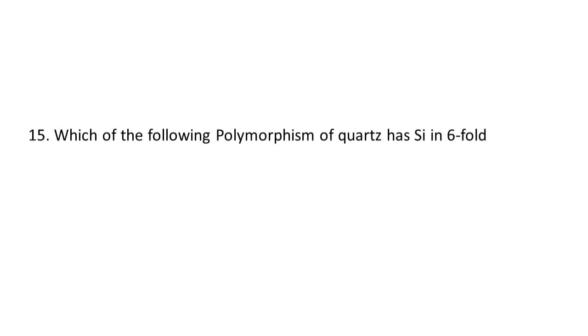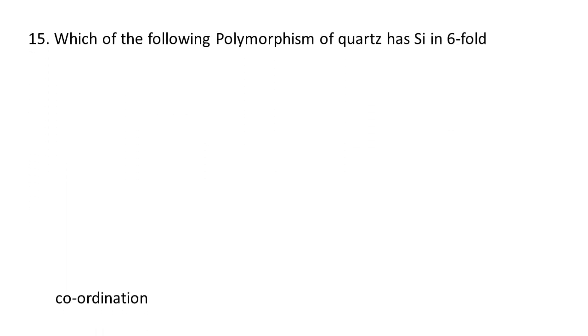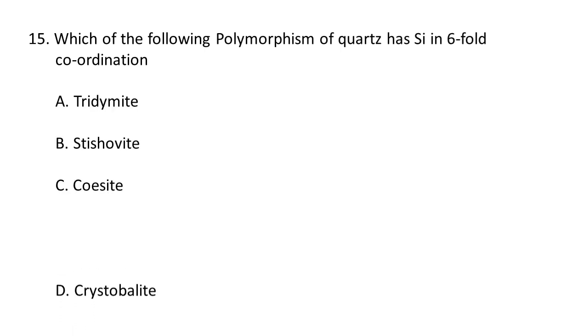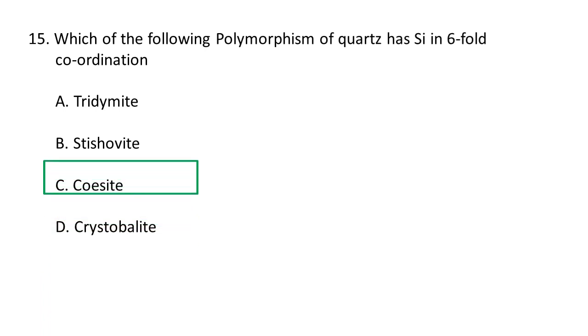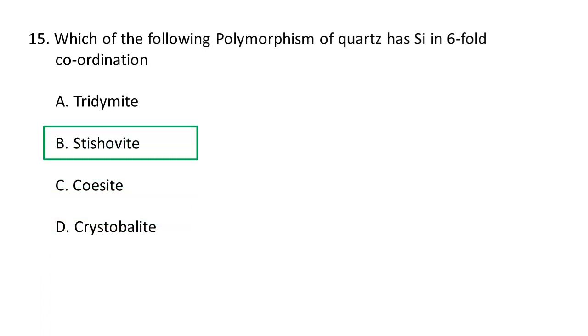Next question. Which of the following polymorphs of quartz has silica in six-fold coordination? A. Tridymite, B. Stishovite, C. Coesite, and D. Cristobalite. So the polymorph which has silica in six-fold coordination is stishovite. Stishovite is a high-pressure metastable polymorph of silicon dioxide, and it has a six-fold coordination.